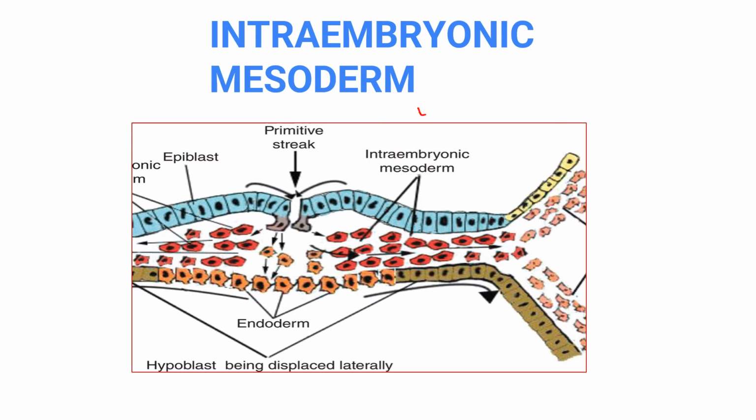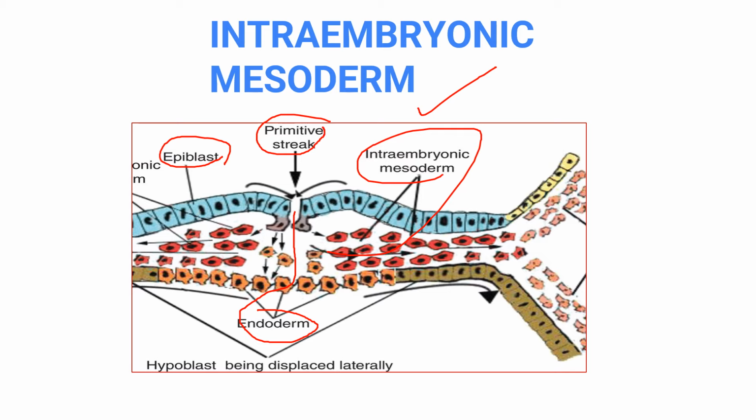This picture is a good picture of gastrulation. The primitive streak replacing the hypoblast, forming the definitive endoderm, forming the intraembryonic mesoderm, and also displacing the epiblast into definitive ectoderm. So the primitive streak alone gives rise to all the definitive three germ layers.